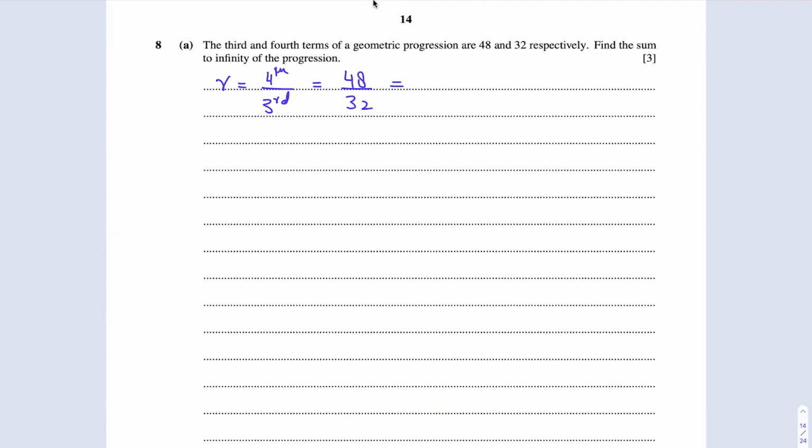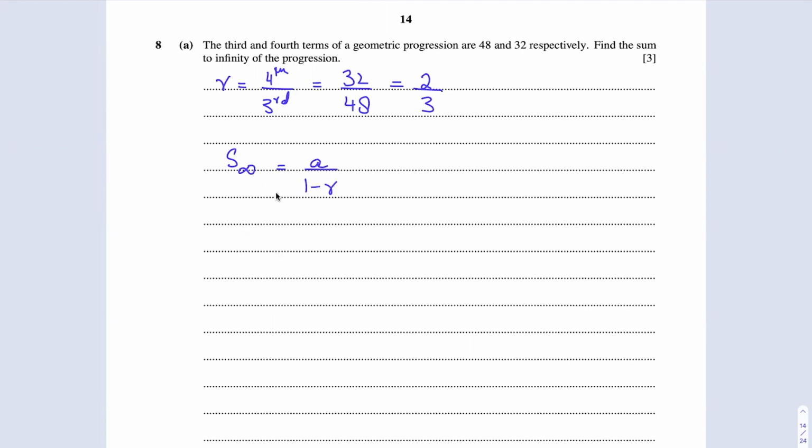So this is 32 and 48. So this will become 2 upon 3. We have to find the sum to infinity of the progression. Now, the sum to infinity is given by a upon 1 minus r. We need to find the value of a first.